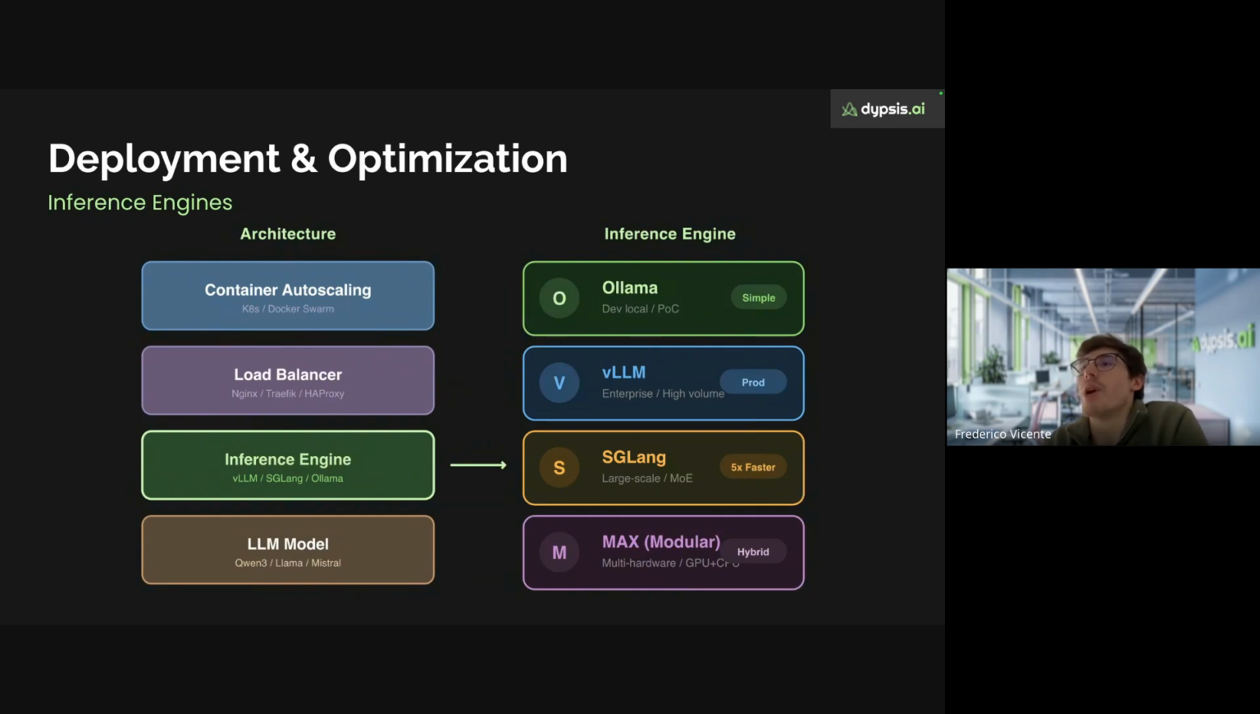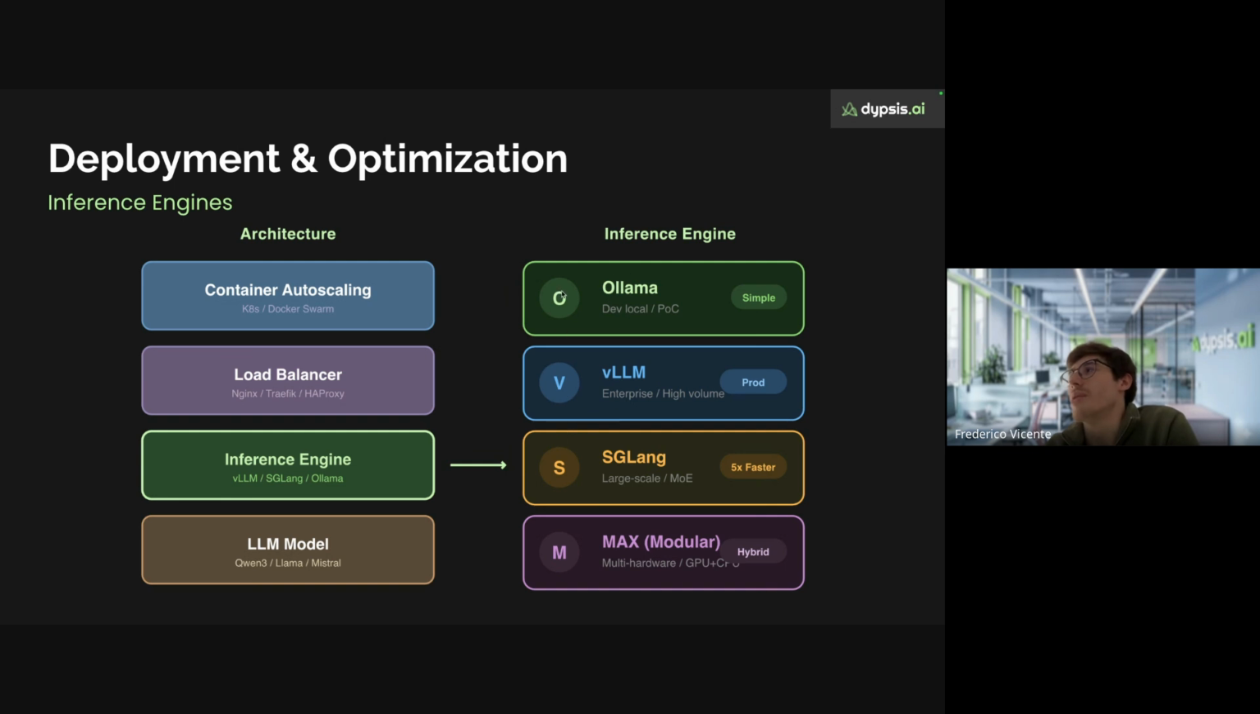Nowadays, no one really runs an LLM, at least in production, without using an inference engine. So you have the model, but you want to run it very efficiently. You want to use batching, you want to make good use of the KV cache, and for that you would use some kind of inference engine, like the ones I have here on your right side.